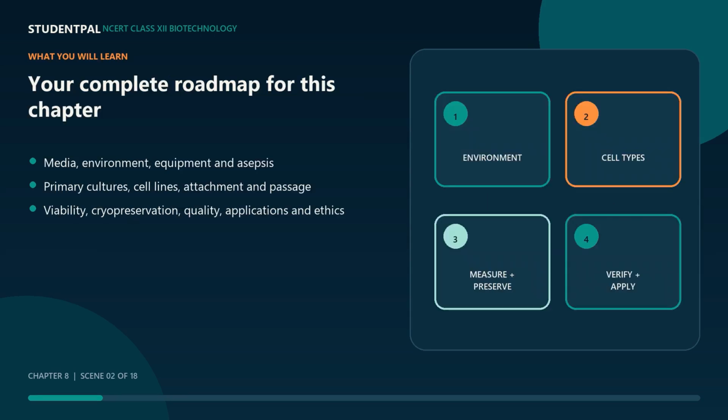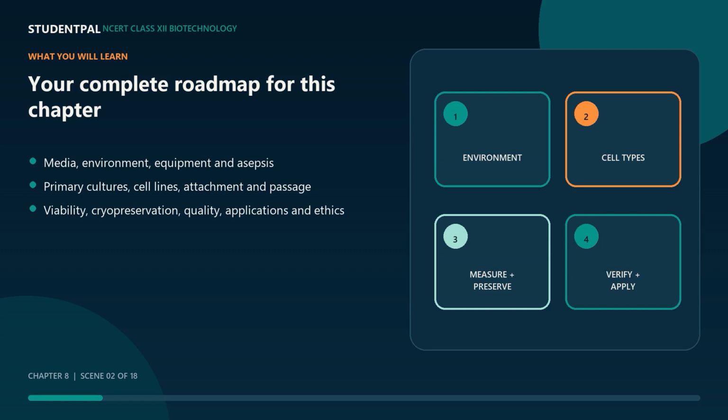Our roadmap starts with balanced media containing salts, amino acids, vitamins, energy substrates, buffers, and growth-supporting factors. We then connect temperature, pH, carbon dioxide, oxygen, humidity, osmolality, and surface properties to cellular physiology. We examine the biosafety cabinet, incubator, microscope, centrifuge and cell counter, and distinguish clean air flow from environmental control.